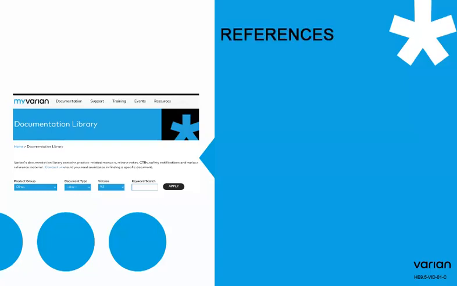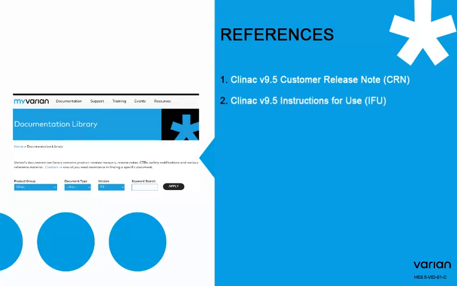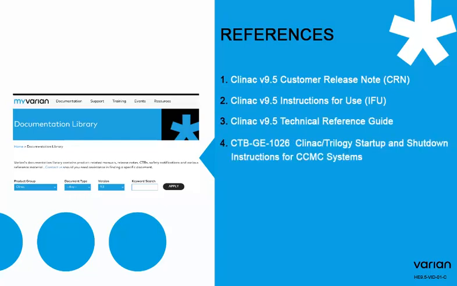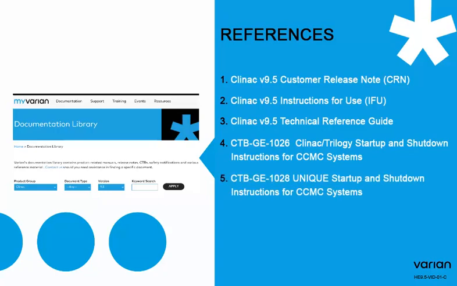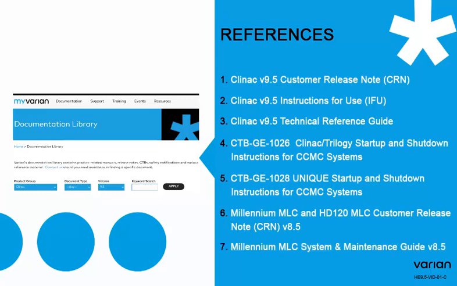References available on myvariant.com include the Clinac version 9.5 customer release note, Clinac version 9.5 instructions for use, Clinac version 9.5 technical reference guide, CTB GE 1026, Clinac and Trilogy startup and shutdown instructions for CCMC systems, CTB GE 1028 unique startup and shutdown instructions for CCMC systems, Millennium MLC and HD120 MLC customer release note version 8.5, and Millennium MLC system and maintenance guide version 8.5.